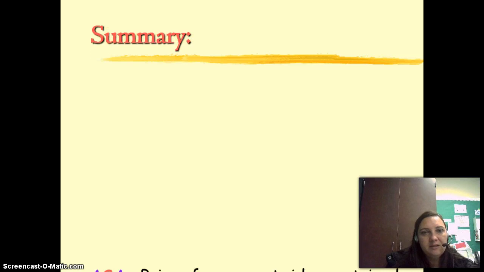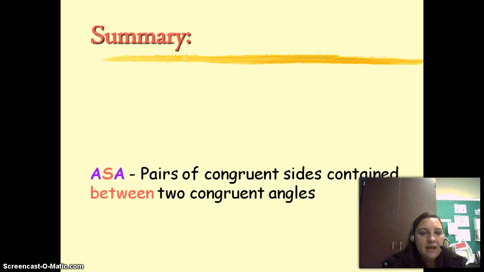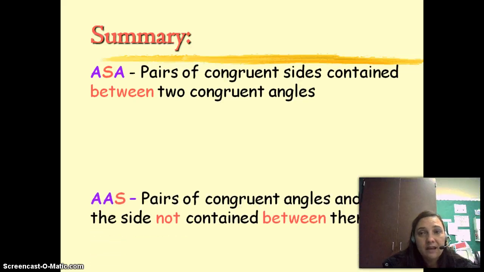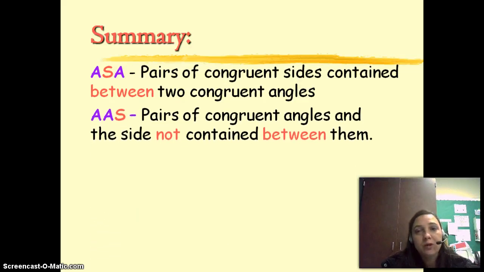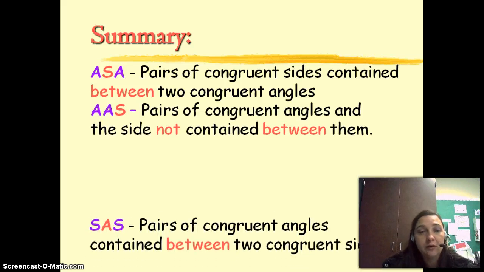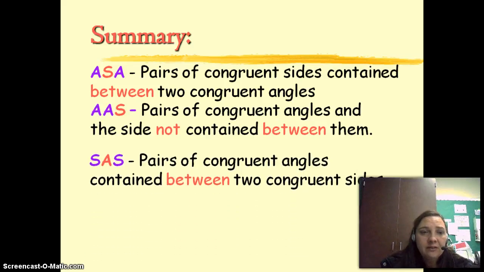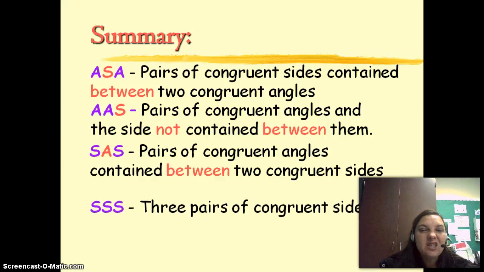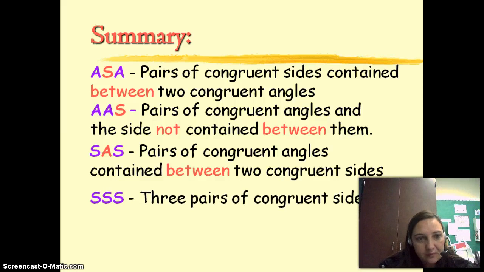All right, so coming up to the end here, we have the angle side angle postulate, which says a pair of congruent sides contained between two congruent angles would prove that the triangles are congruent. We have angle angle side, which says pairs of congruent angles between the side not contained between them would prove triangles are congruent. We have side angle side, pairs of congruent angles contained between two congruent sides. And then we have side, side, side with 3 pairs of congruent sides.